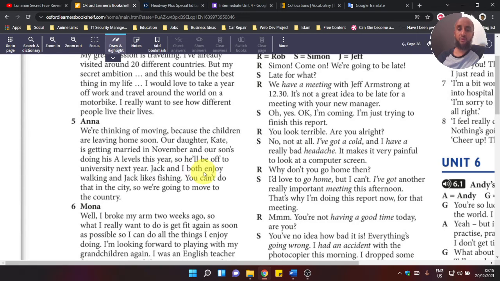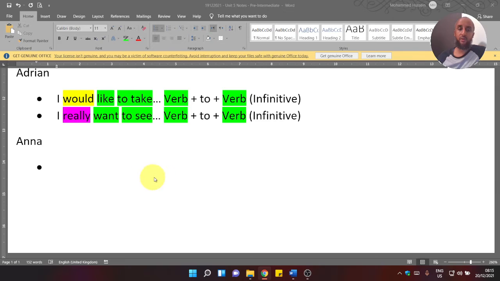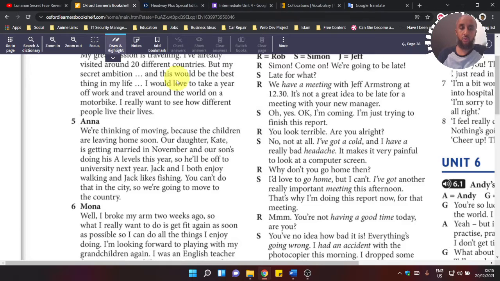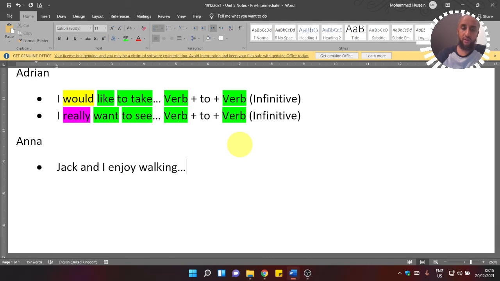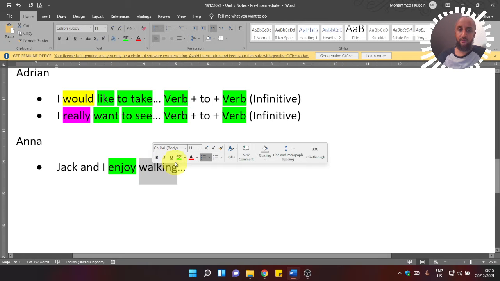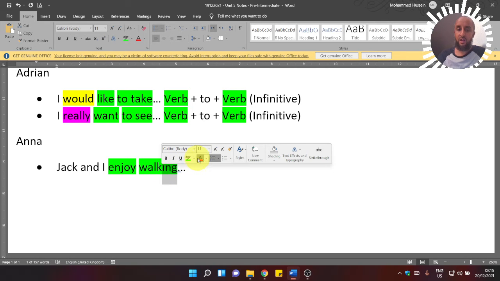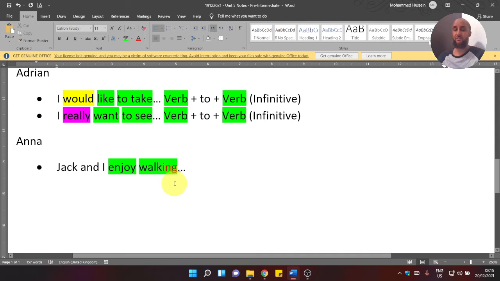"Jack and I both enjoy walking." Here's a different pattern. Enjoy and then walking. Okay, so let's write this down. Jack and I means we. We enjoy walking. So here we don't have the to verb or the to infinitive. So here we have a different pattern. The first verb is enjoy. The second verb is walking. There's a different name for it, but I'm not going to talk about it yet. And then we have the ing. I enjoy walking. So this is a different pattern, right?